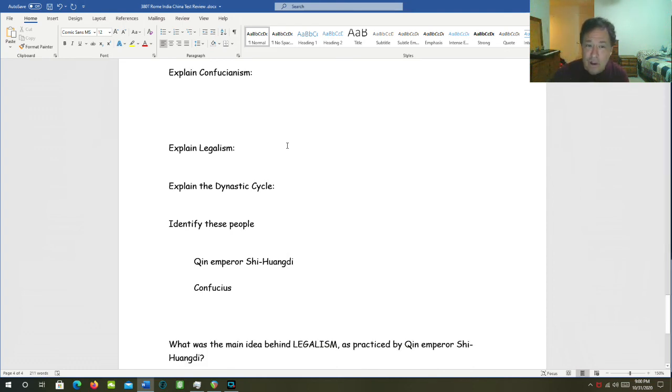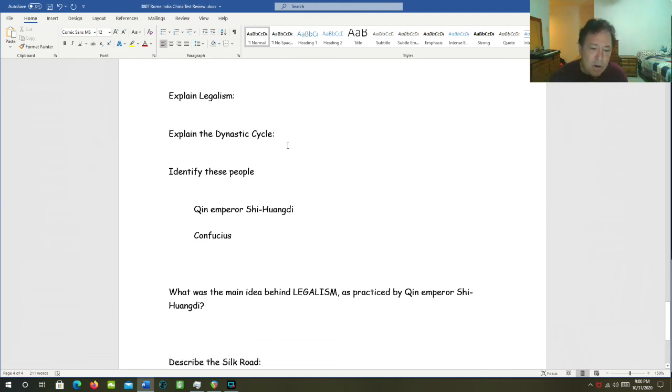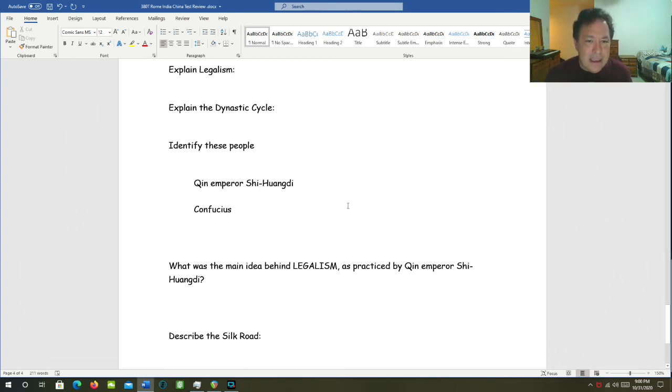So let's contrast that with an explanation of legalism. Legalism is the idea that people are basically cruel, selfish, evil, willful and disobedient. And therefore, in order to maintain social order, the only way to do that is through swift, severe, and impartial punishment of wrongdoers. So the dynastic cycle, let's take you through that.